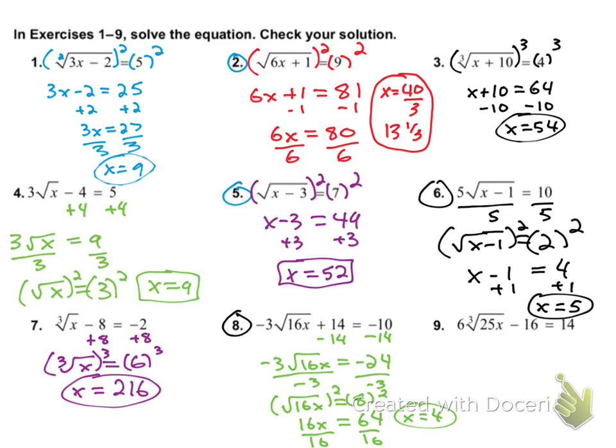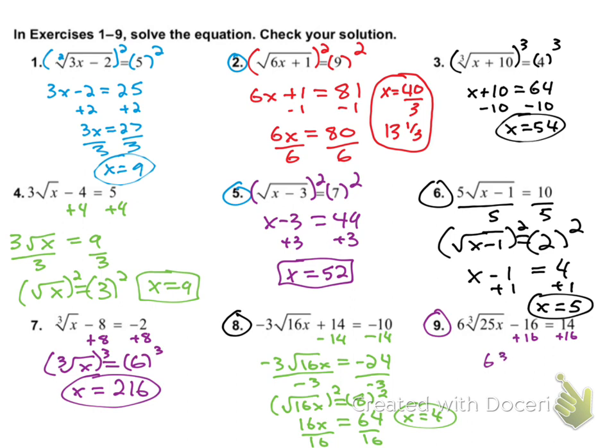Try and do number 9. You need to add 16 first and then divide by 6. All right, so you add 16. Oh, shoot. All right, here we go. I'm going to do this real small so you can see it. Sorry. Add 16.